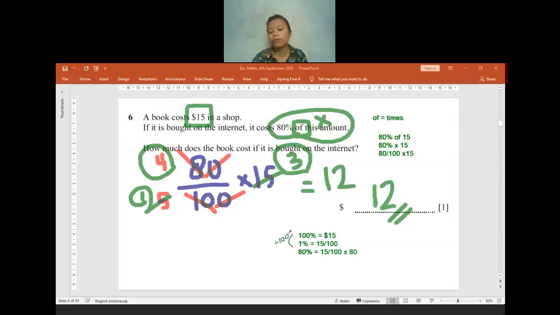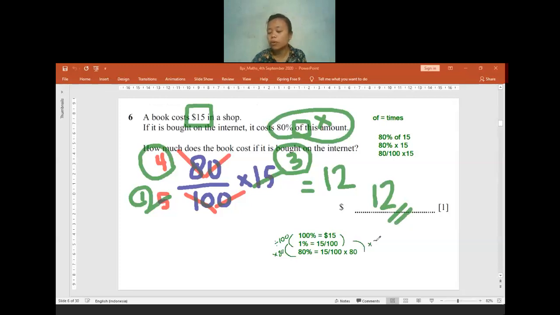That's why for 15, if I divide it by 100, I just keep it as a fraction. And then after that, because the question is only asking for 80%, I multiply everything by 80. 1 times 80 will be 80%. And for the 15 per 100, I times it by 80. Later you can do cancelling out again. The answer will still equal 12.